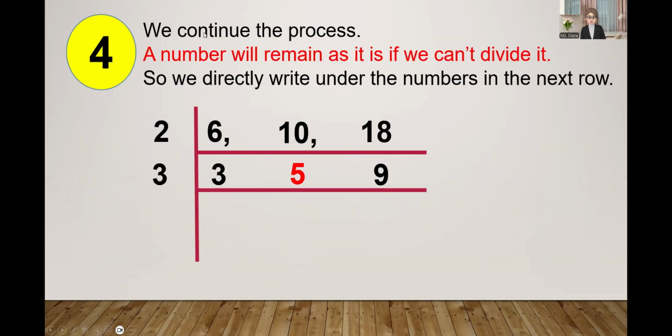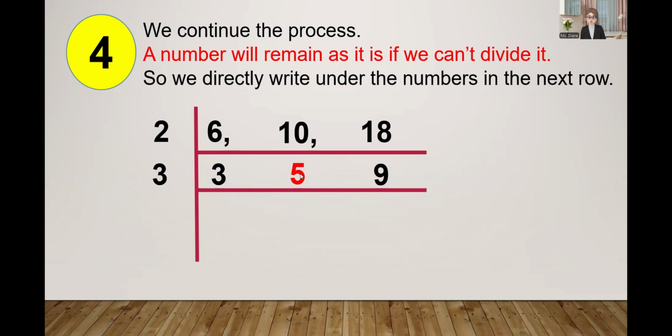For step 4, we continue the process. A number will remain as it is if we can't divide it, so we directly write it under the numbers in the next row. In this case, 5. We can't divide 5 by 3, right? So it will remain as it is. We will just write that number on the next row.